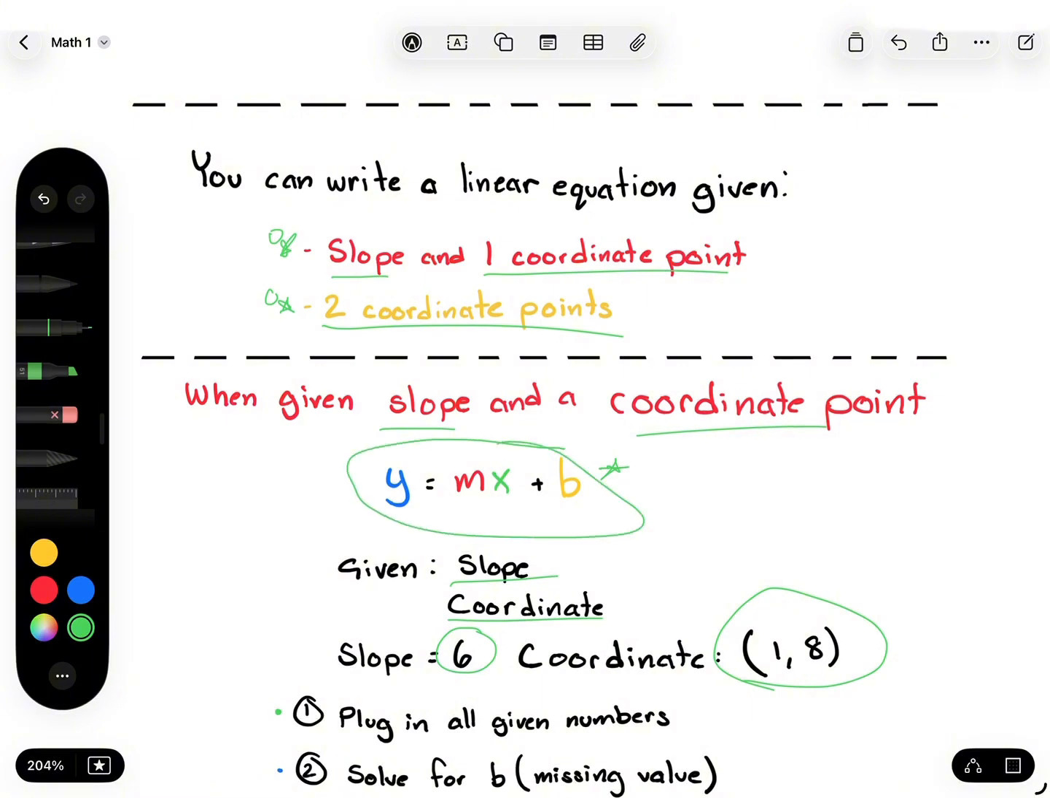This equation builder block, this formula, this thing that you have to follow, and what each portion of it means. If you don't understand what each portion of it means, then there is a low chance that you will be able to understand this at all. Now, we are given the slope, which is m, and we're given the coordinate. The coordinate is both x and y.